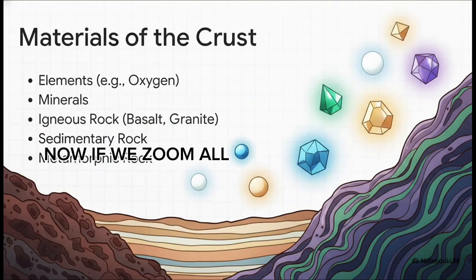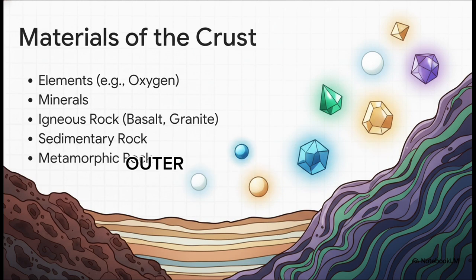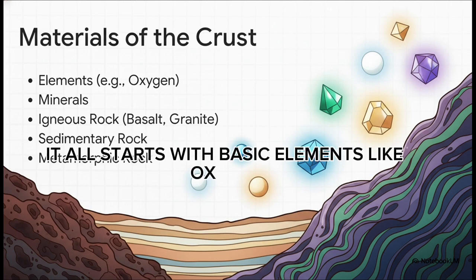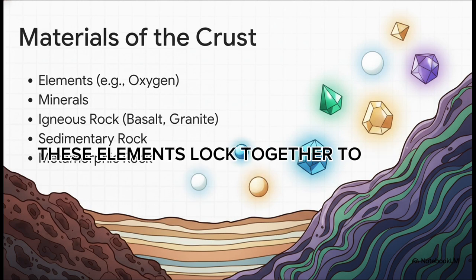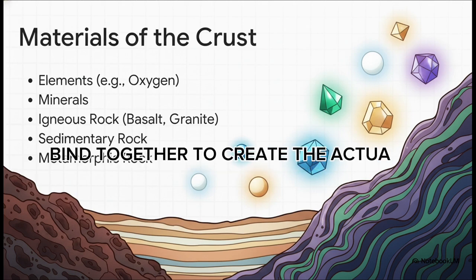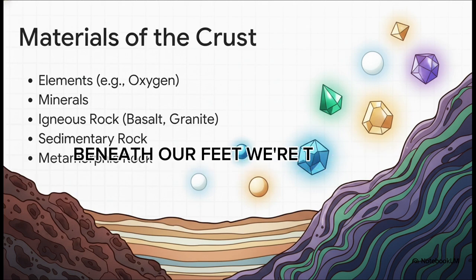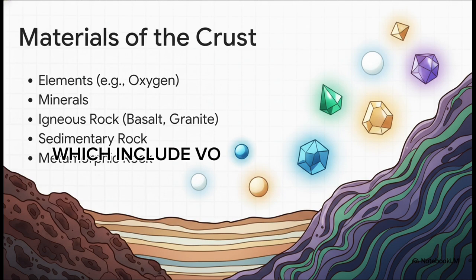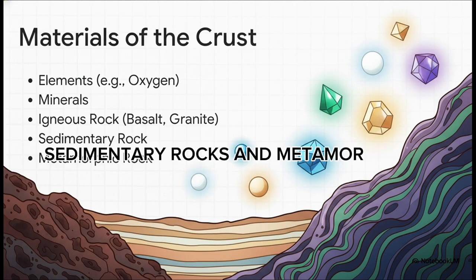Now, if we zoom all the way back out to that thin outer skin, the crust, we find a pretty complex recipe. It all starts with basic elements, like oxygen. These elements lock together to form minerals, and then those minerals bind together to create the actual rocks beneath our feet. We're talking igneous rocks, which include volcanic basalt and granite, sedimentary rocks, and metamorphic rocks.